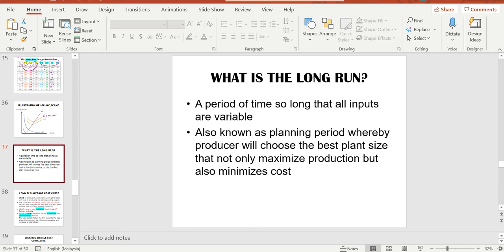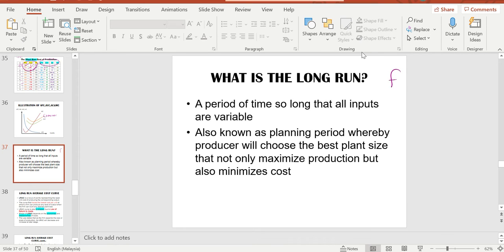Okay, so first of all kita tengok the definition. What is long run? It is a period of time so long that all inputs are variable, like I mentioned before lah. And also known as planning period, whereby the producer will choose the best plant size that not only maximize production but also minimize cost. In the long run, we don't have constraint.